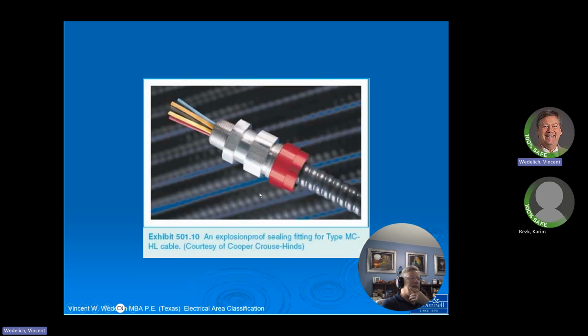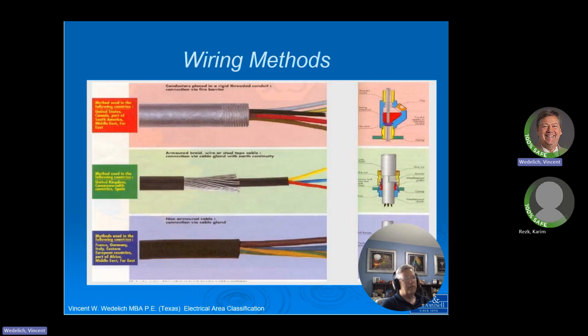This is a typical MCHL, which is metal clad. You also see CLX or MC cable. The HL means hazardous location, right? You don't have to have it, but you should. It's probably a good idea. If you're using MC cable, use MCHL. But that fitting that they slide over it has to be rated for Class 1, Div 1, Div 2.